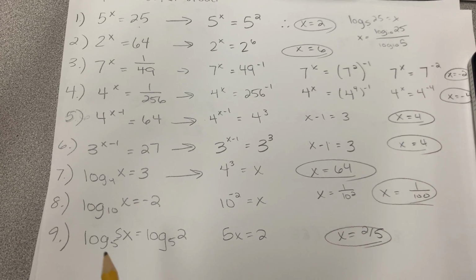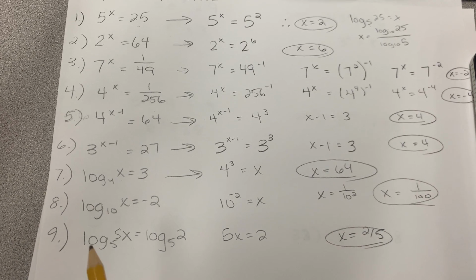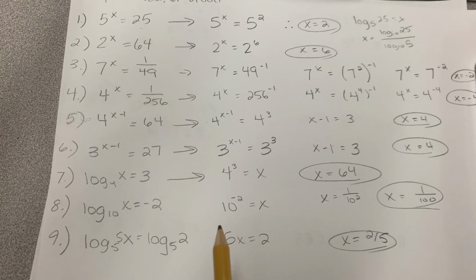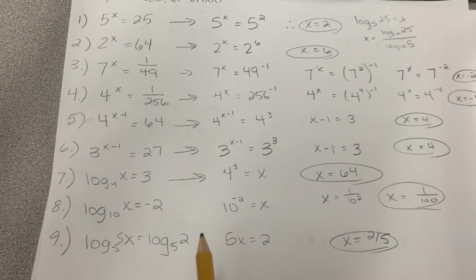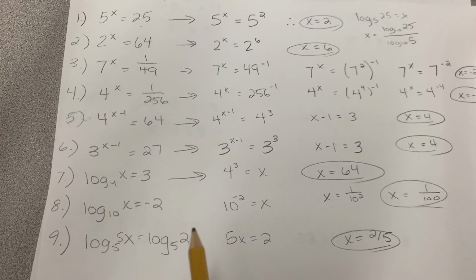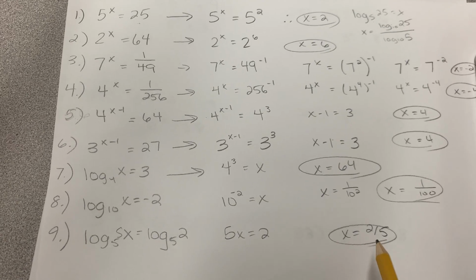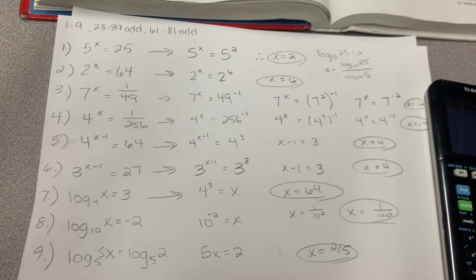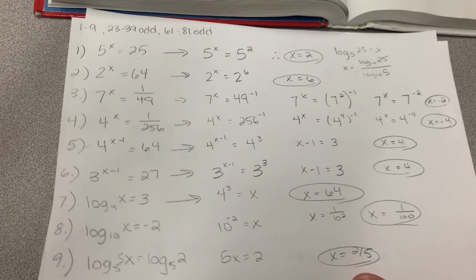And number 9, it's saying, logs are saying what's the exponent. So if the exponents are the same and the base of 5 is the same, then the results, 5x and 2, must be the same. Therefore, x must be 2/5. So that's how you complete 1 through 9.